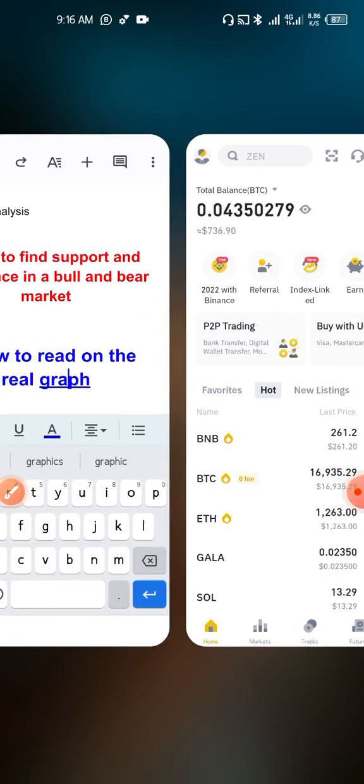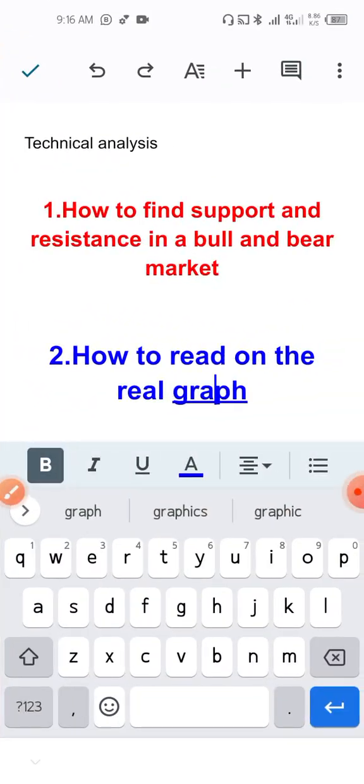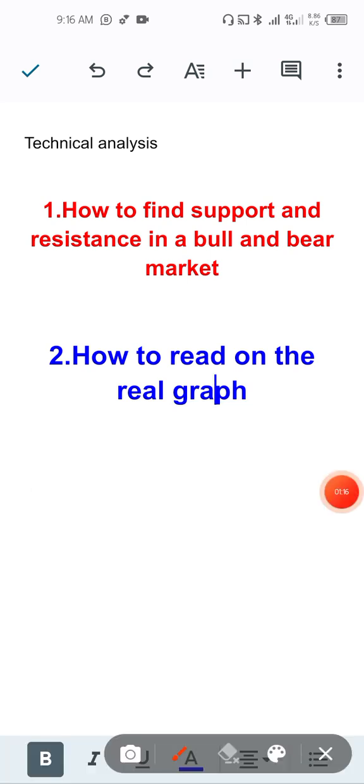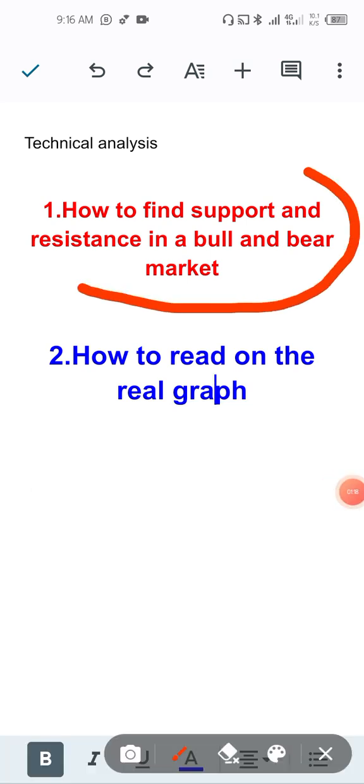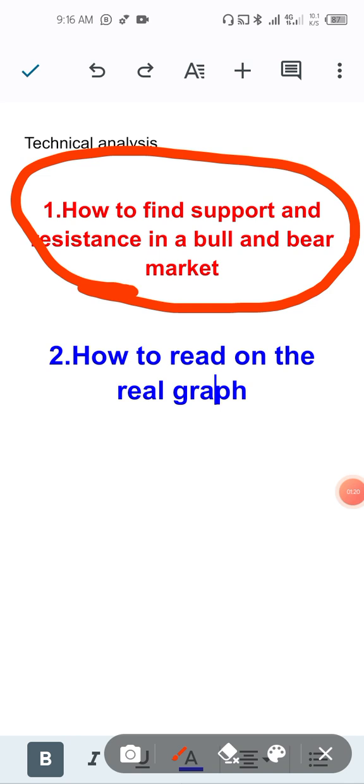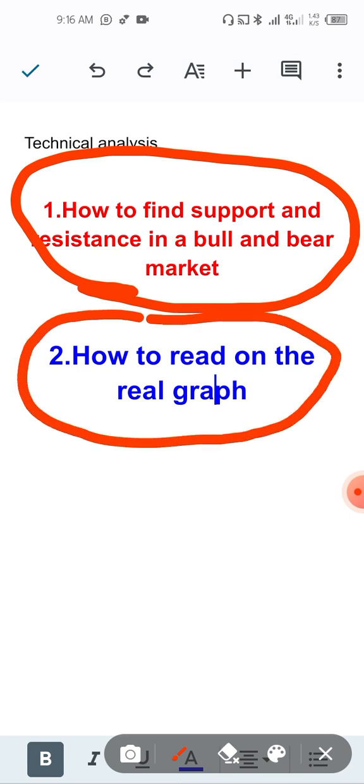This video is going to be divided into two parts. The first part is on how to find support and resistance in a bull and bear market. They first use this technical analysis method to identify support and resistance, and that's what they normally use when they are trading. And then I'm also going to show you how to read it on the real graph. I'm first going to explain to you, and then we are going to see it on the real graph.